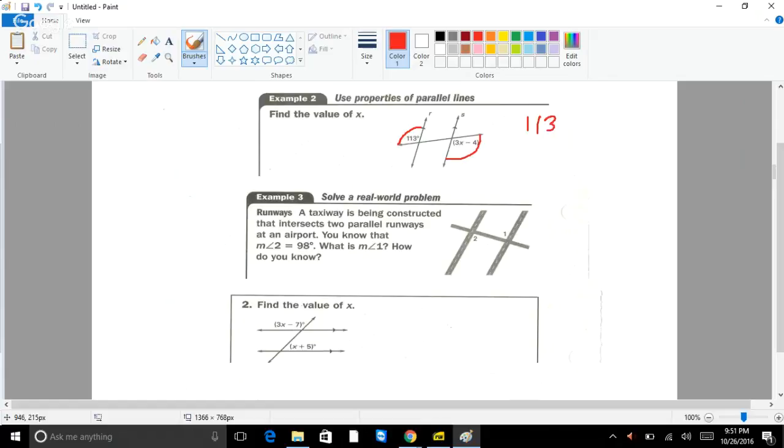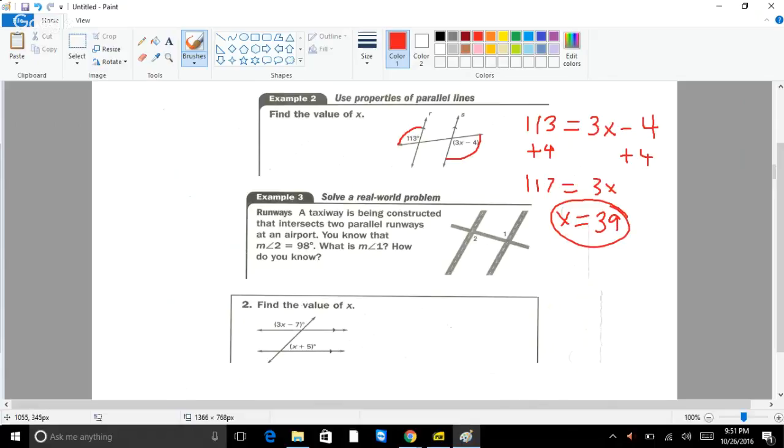And 13 equals 3x minus 4. Okay, so I can solve for x, right? I need to add 4 to both sides. I get 117 equals 3x, and that means x equals 39.